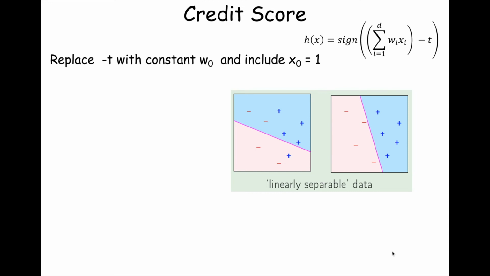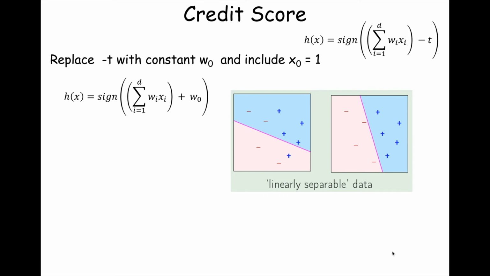So we're going to replace minus t with a w0, and then we're also going to add in a new variable. We're going to call that x naught, x0. And x0 is going to be fixed to a constant value of 1, right? And I'll show you exactly why in a moment. So now, if we replace that minus t with w naught, we get the following expression that's on the board. We have the weighted sum, the sum of wi xi, i goes from 1 to d, plus w naught, because that's our replacement for minus t.